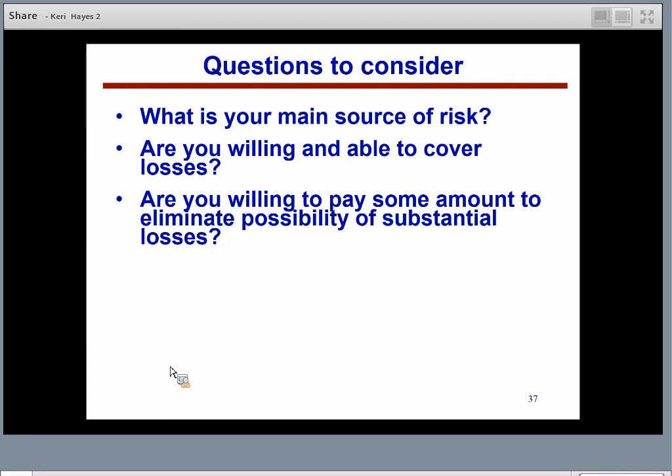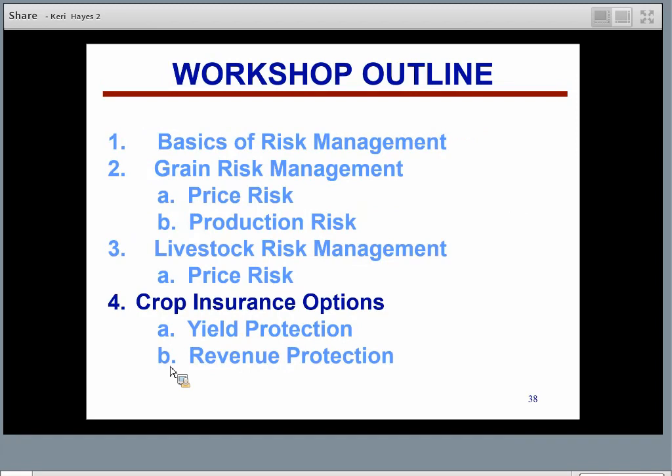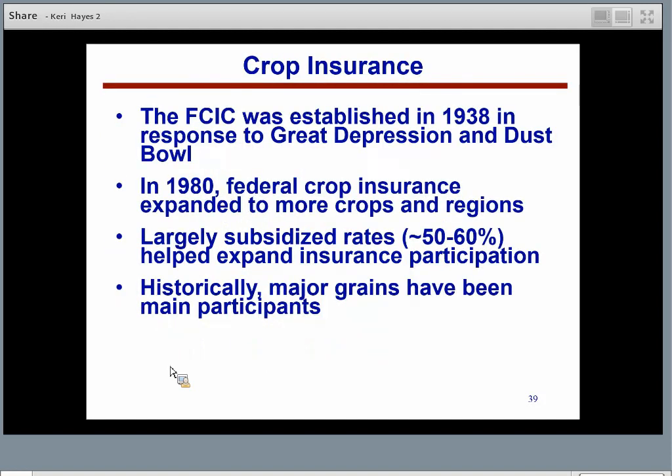So with that, let's move forward to a couple different crop insurance options. And again, if you go to your bank and you're trying to get a loan, your bank might require you to get some of these. And I think you'll see why. It really allows them to have some assurances for what you're going to be bringing in. So first, let's talk a little bit about what crop insurance is.